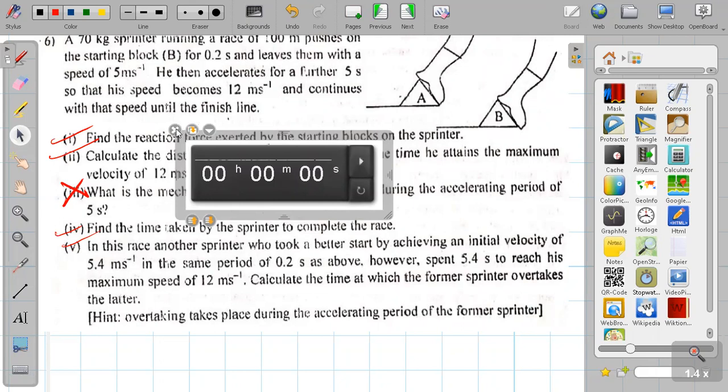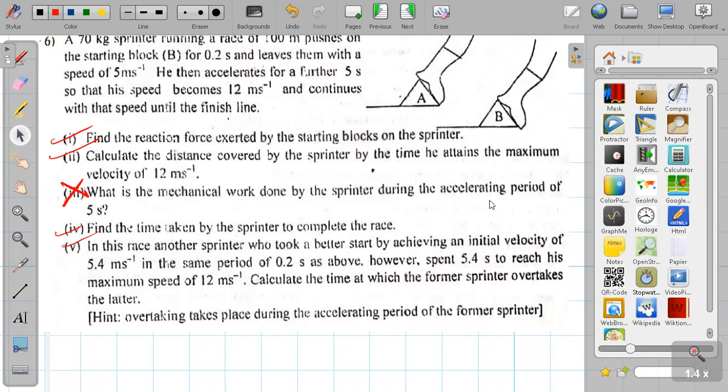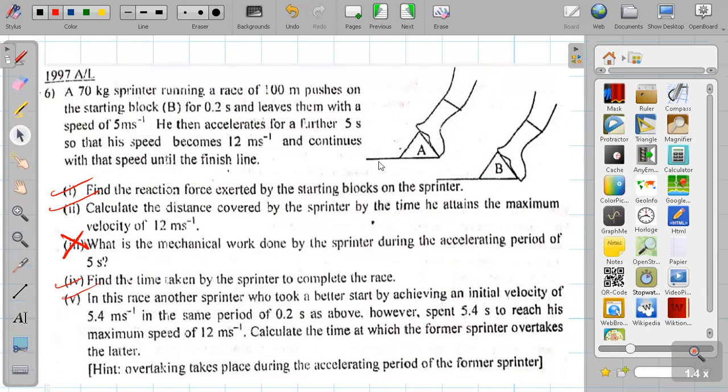Okay, time is over. Good. Find the reaction force exerted by the starting block on the sprinter. Now you'll say this is difficult, right? You'll say we don't know Newton's laws. That's a bit of a false claim, because you are in grade 10, you know F equals ma. If you didn't know this, you wouldn't be doing it this way.